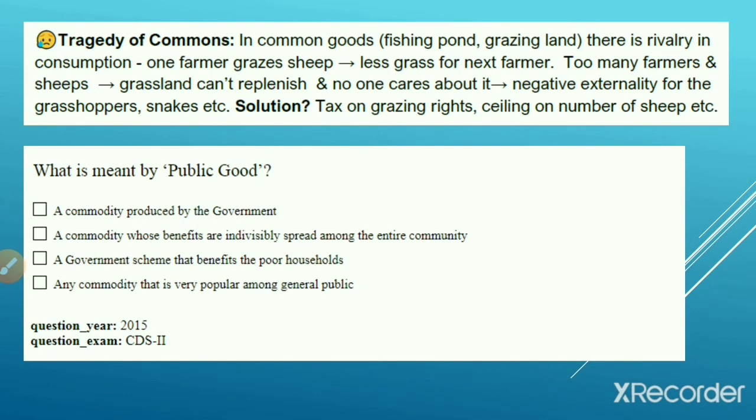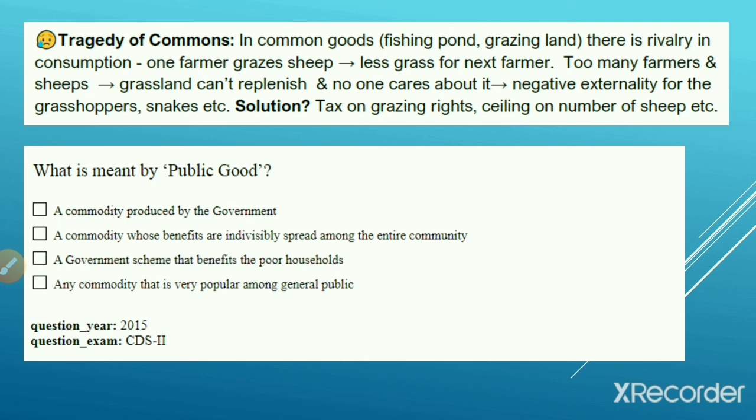What is meant by public good? There are four options: a commodity produced by the government, a commodity whose benefits are individually spread among the entire community. The answer to this question is B. I will explain why all other options are not correct.